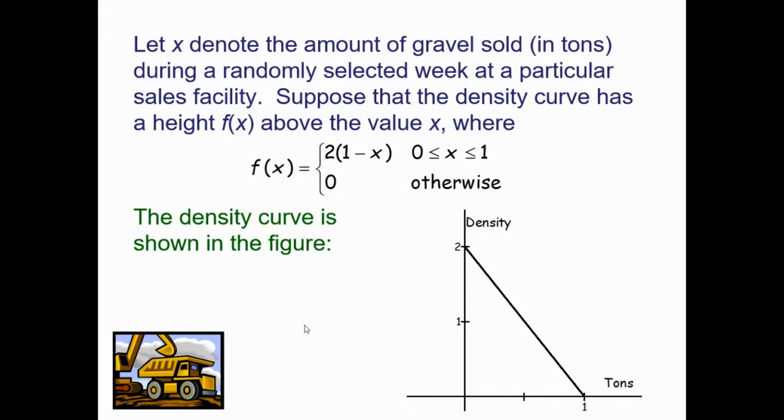Again, remember, this is not saying the probability of getting 0 is 2. That's not what this is saying. Don't read it like that. This is not a histogram. This is a density curve.